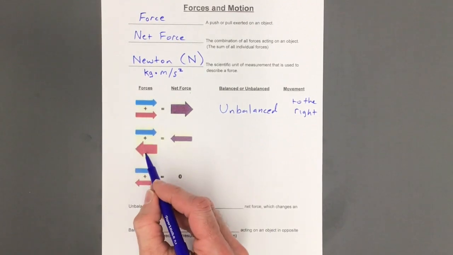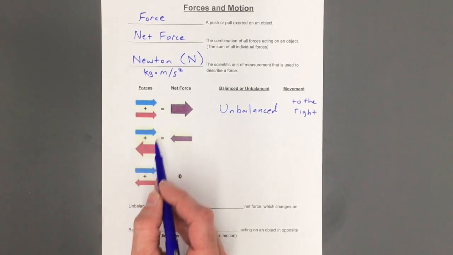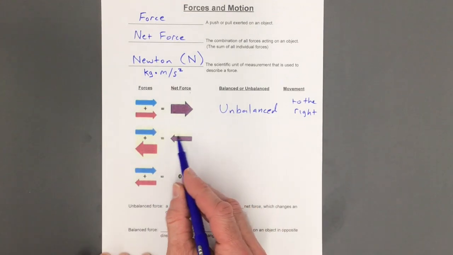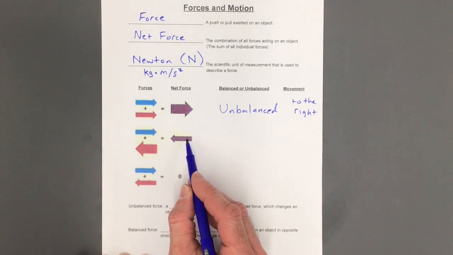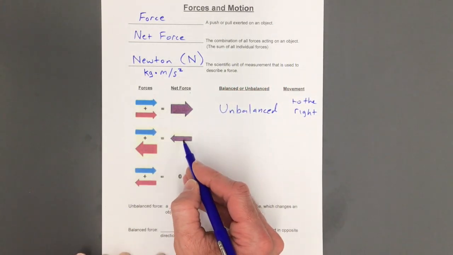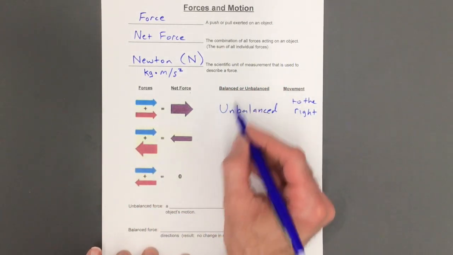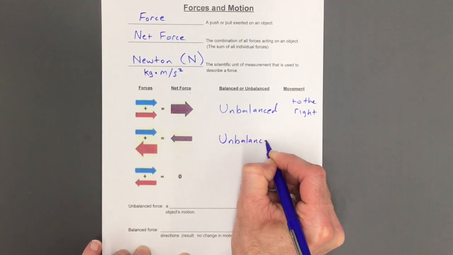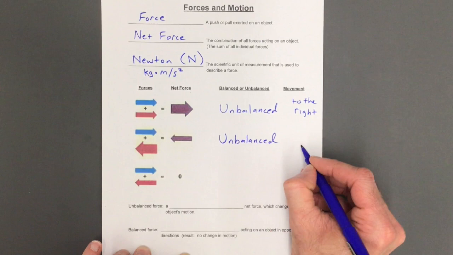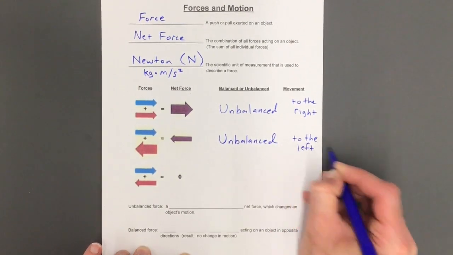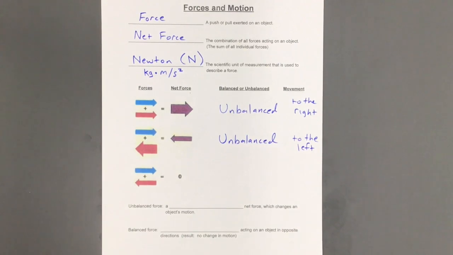For these two forces here, the force going to the right is smaller than the force going to the left. So therefore, the net force here, or the combination of all of the forces acting on this object, is going to the left, and this again is an unbalanced force. The movement of that object is going to the left.